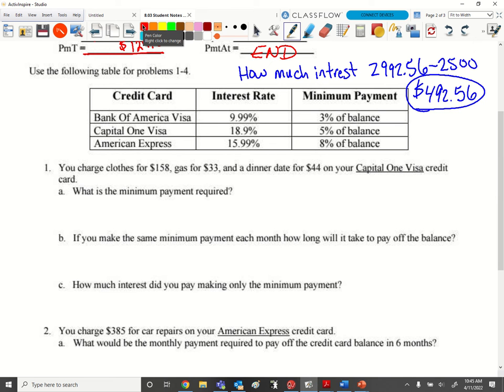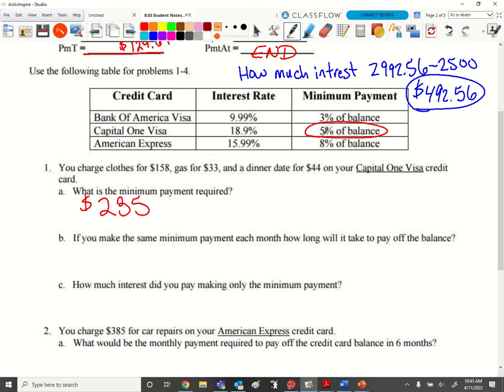I'll help you. So it comes out to be $235. And it says, what credit card did I use? Capital One. So what's the minimum payment? 5%. So how do I write 5%?